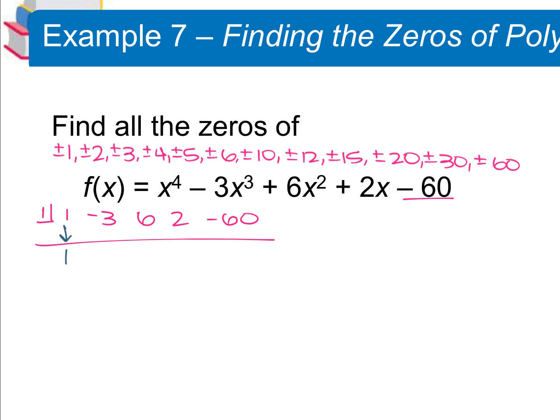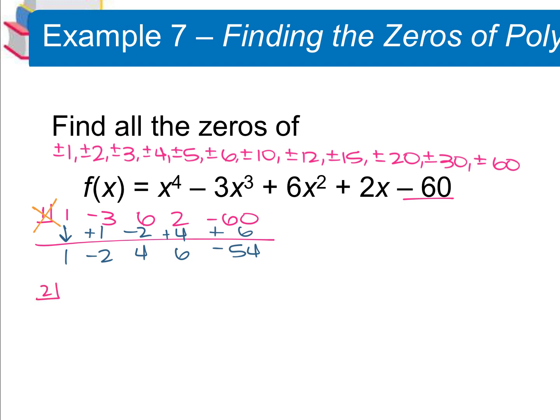The 1 comes down, then multiplies with 1. That's 1. Minus 3 is -2. Times 1 is -2. 6 minus 2 is 4. Times 1 is 4. Plus 2 is 6. Times 1 is 6. That gives you -54. That 1 does not give you a 0 as a remainder, so it's not a solution. So we pick a different number.